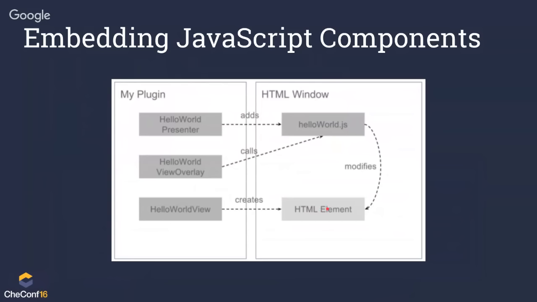So it doesn't really render the UI itself. It just creates a placeholder with a given ID, so we know where exactly in the HTML DOM we want to place our extension. And then we added what we call a presenter, in this example, Hello World presenter, which uses the GWT capabilities to add a JavaScript file to the rendered HTML window. And then this JavaScript can access the existing HTML element and thereby modify the DOM.